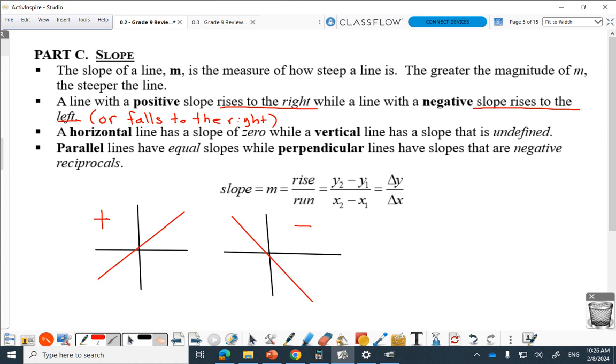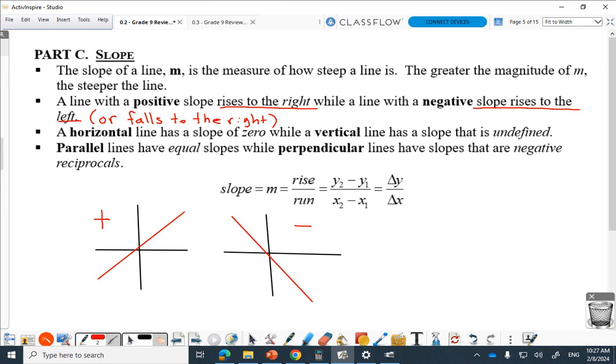A horizontal line has slope 0. So if a line doesn't go up at all, we call it zero slope. While a vertical line has slope that's undefined. What? How can slope be undefined?